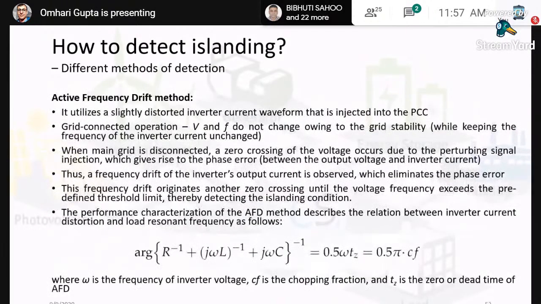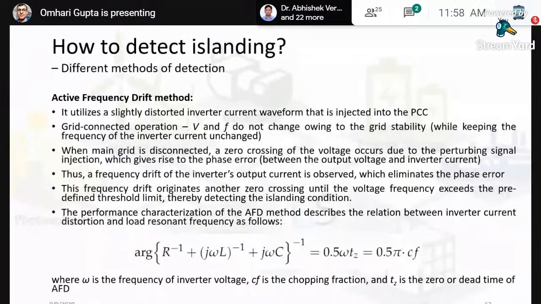Then comes the active frequency drift method. It utilizes a slightly distorted inverter current waveform that is injected into the PCC. Say, for example, if the current injected by the inverter is 10 ampere, you may inject perturbation into that current after each 2-second interval. Say 10 ampere is the current, you may inject a disturbance of say 0.1 ampere.